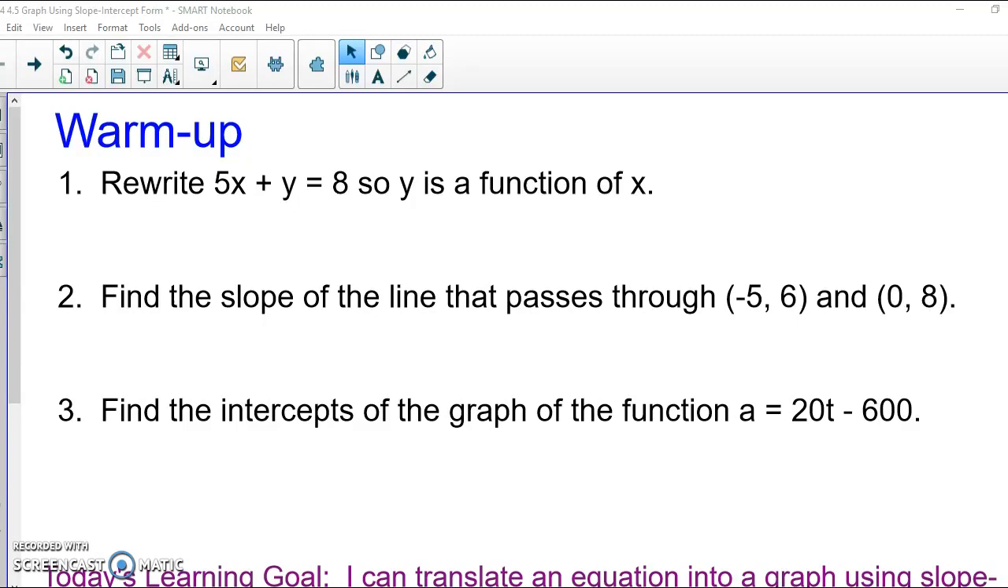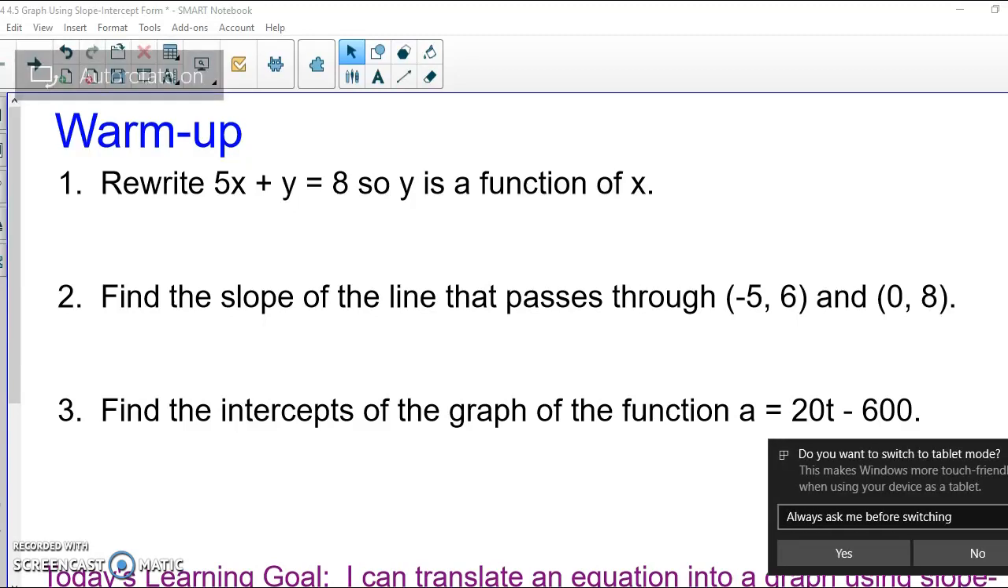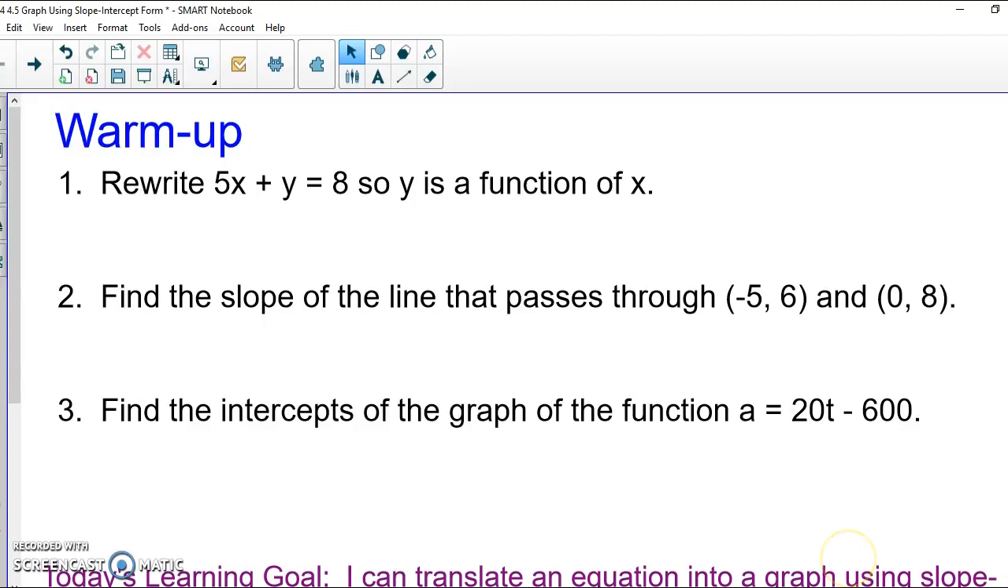As a warm-up, let's just review a few skills that we've been working on. And these are all going to be on your C Notes worksheet that you have, so you can stay organized with your notes for today.